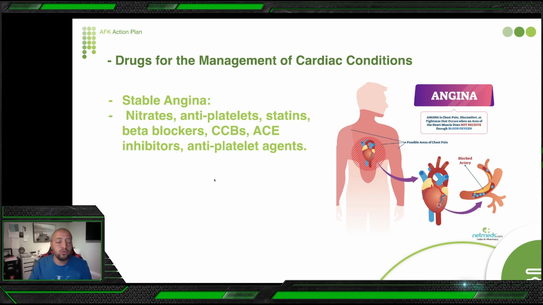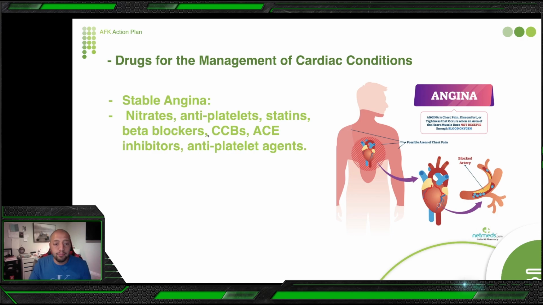So how are we going to address this condition? We're going to give our patient nitrate, like nitroglycerin, basically leading to vasodilation. We're going to give him antiplatelet because, as you see, it's a plaque inside the arteries. We're going to give him statins, which target the bad lipids inside your veins.